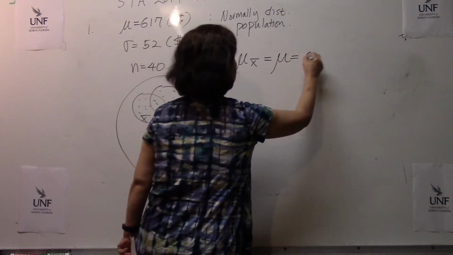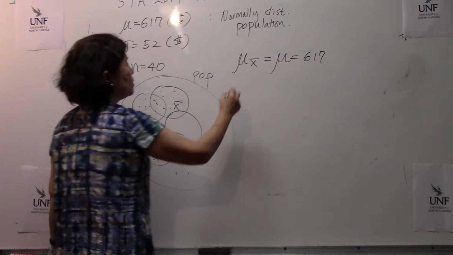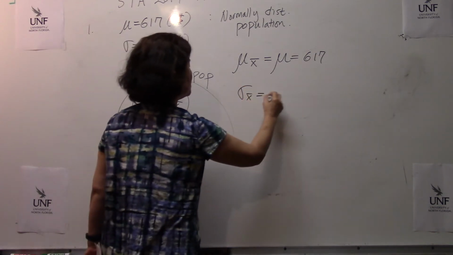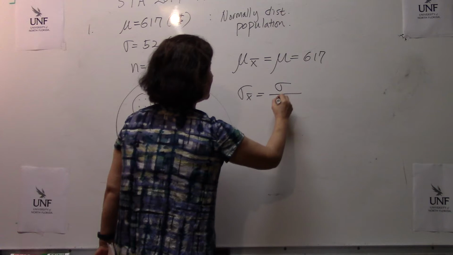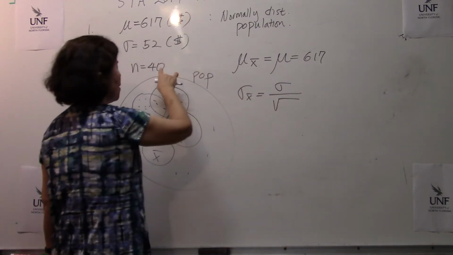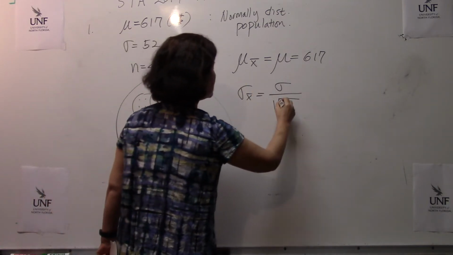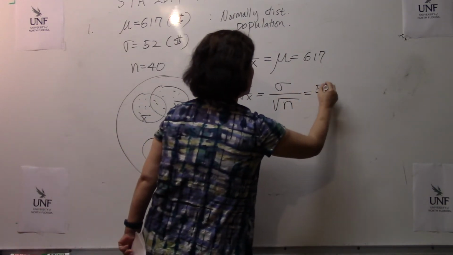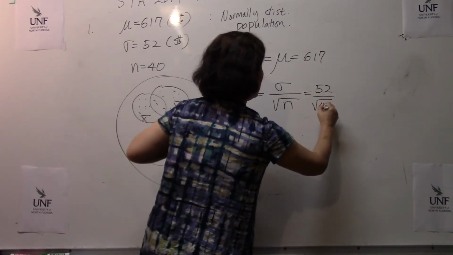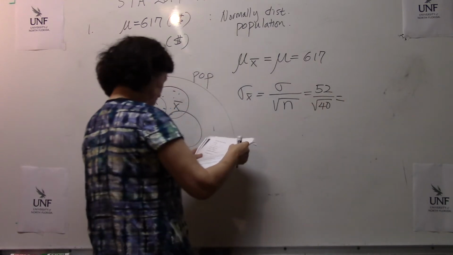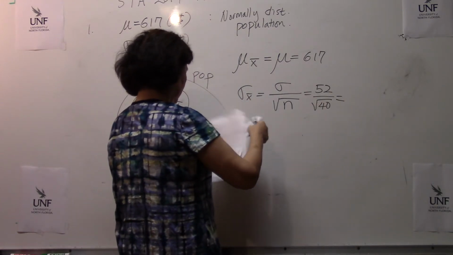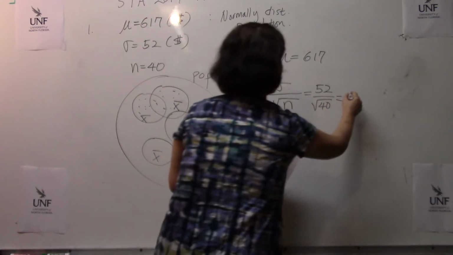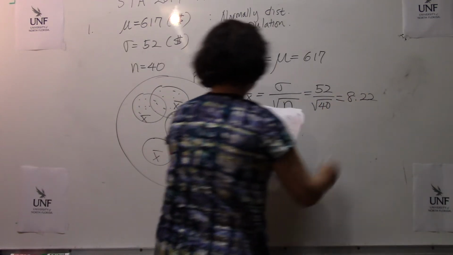So therefore 617. On the other hand, the sigma of x bar is different from sigma. So sigma divided by the square root of the sample size affects that, which is 52 divided by the square root of 40, that is 8.22. Okay.